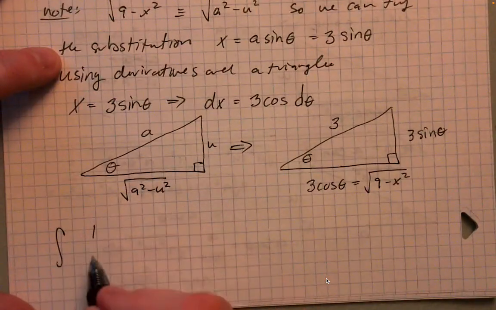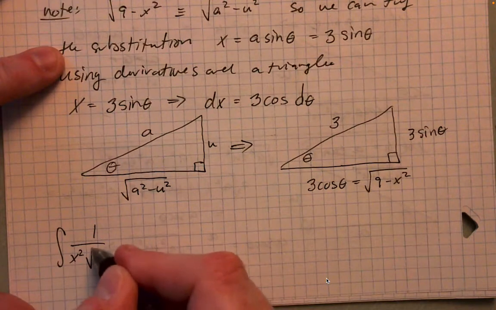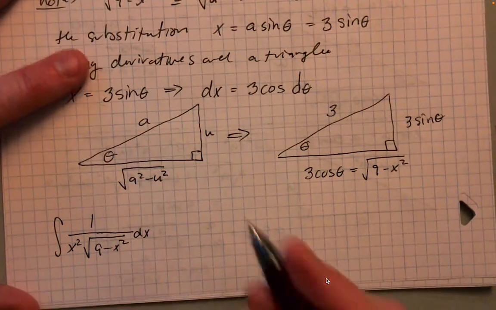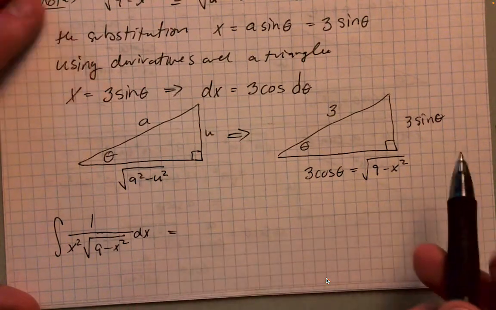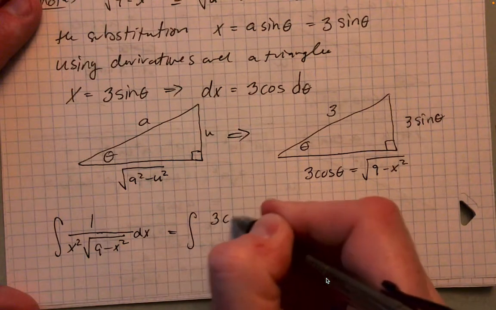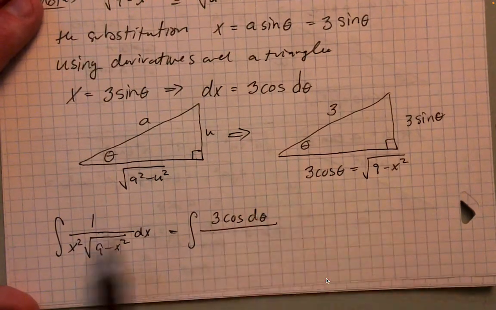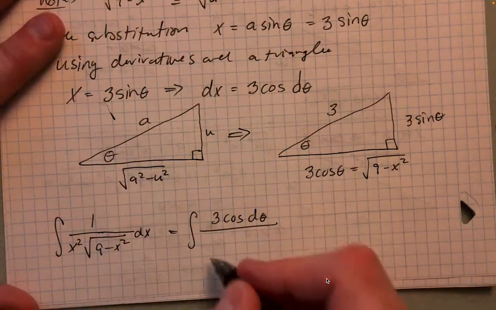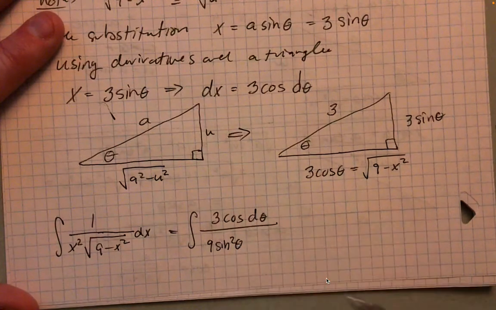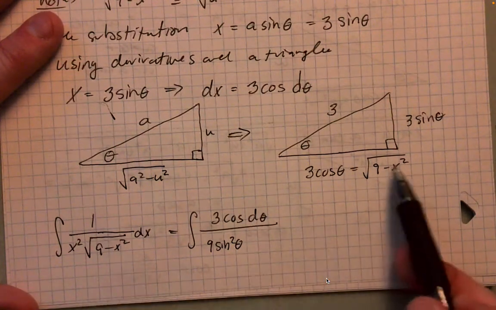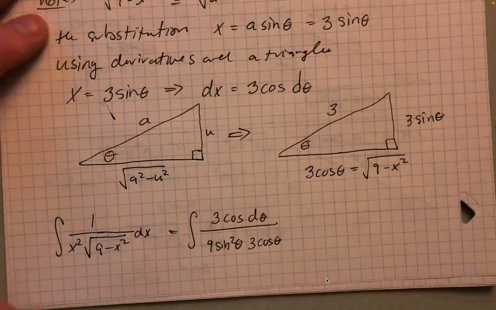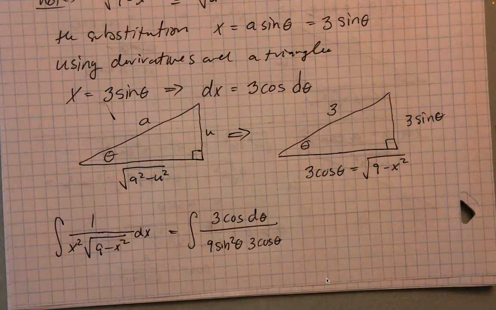So 1 over x squared times the square root of 9 minus x squared dx. Okay. So we've got a dx substitution, right? 3 cos theta d theta. What about x squared? Do we have an x squared substitution? Sure, we can just square this. That's going to be 9 sine squared theta. And then the square root of 9 minus x squared is right here, and so we've got another 3 cos theta on the bottom. Okay, so the whole thing has been converted into a trig integral.